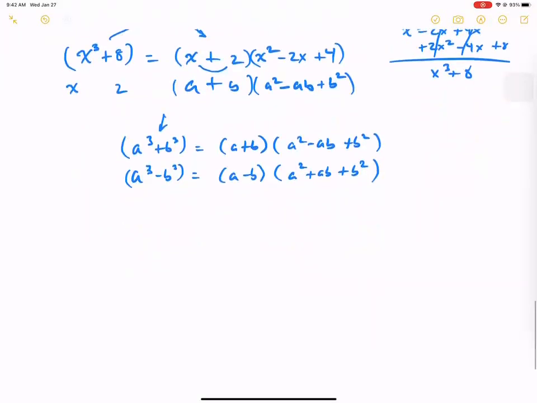Okay, let's do one with a positive version. Let's do 125 a to the 6 plus 8 b to the 8th. Okay, let's go ahead and see if you guys can factor this out. The first step is for you to say, what are the cubes? What are we cubing?